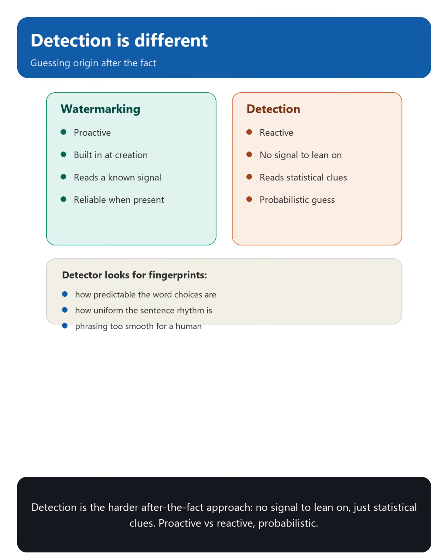Now contrast that with detection. Detection is the harder, after-the-fact approach. Here you have some text and no watermark to rely on. A detector tries to guess whether a machine wrote it by looking at statistical fingerprints, things like how predictable the word choices are, how uniform the sentence rhythm is, or how rarely a human would phrase something that smoothly. Watermarking is proactive and built-in. Detection is reactive and probabilistic. Both aim at the same goal, but they work in completely different ways.